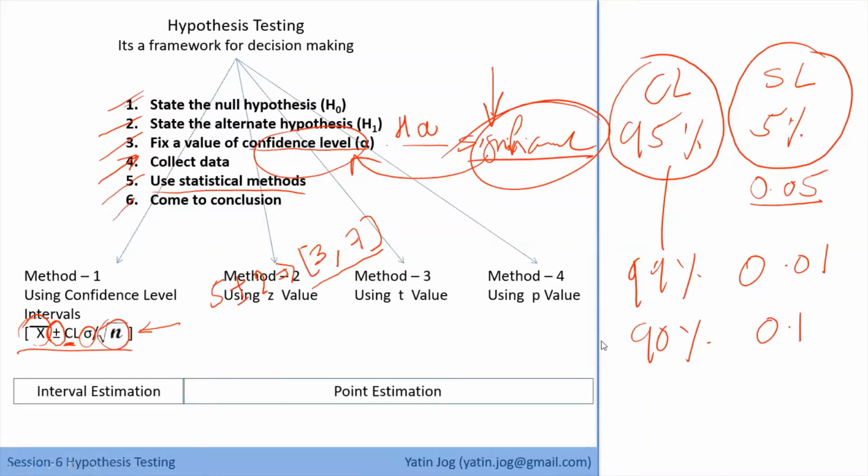The first method is called the interval estimation method, and the next 3 methods are called point estimation methods. Because we are using a complete interval, a set of values, for hypothesis testing, that is called the interval estimation method. And because we are using single points, either Z value or T value or P value, we are using single values to analyze and to test my hypothesis.